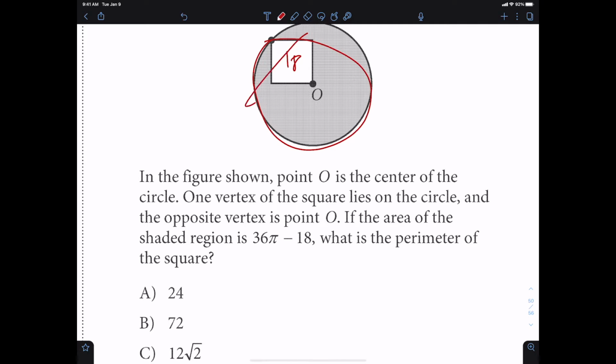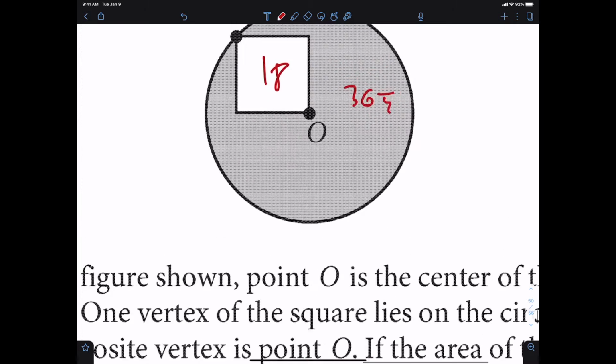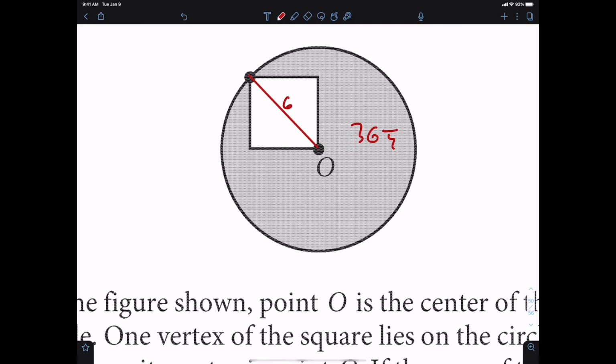and then the area of the entire circle, including the square, is going to be 36 pi. So we can set that 36 pi equal to the formula for area of a circle to find the radius, pi r squared. Cancel out those pi's, so r is going to equal 6. Now if we look closely here, this is our radius, right? So that means this side length is going to be 6 right here.